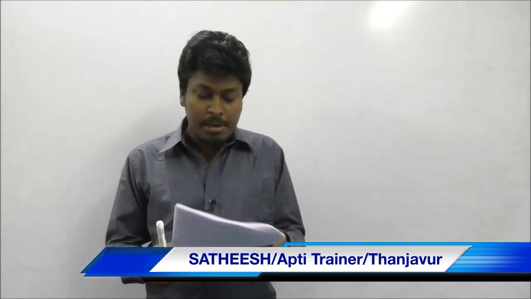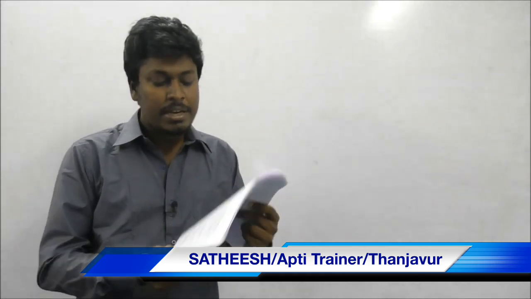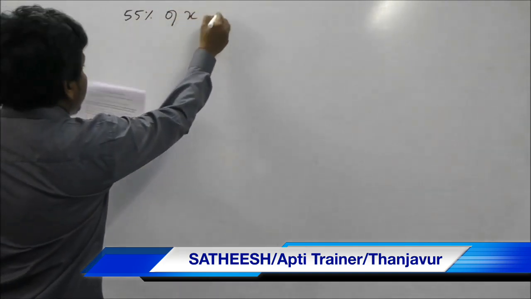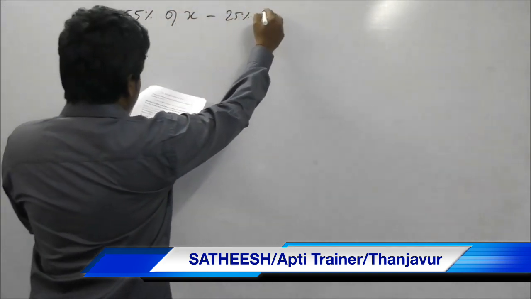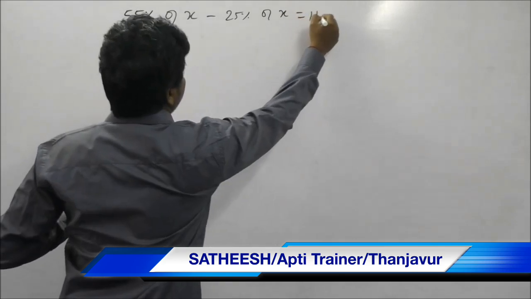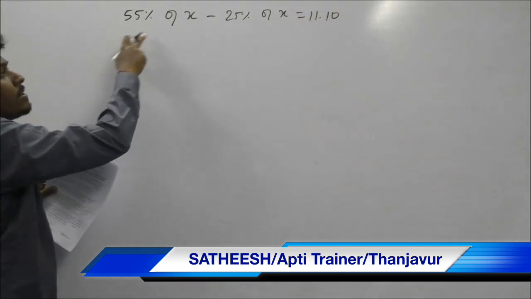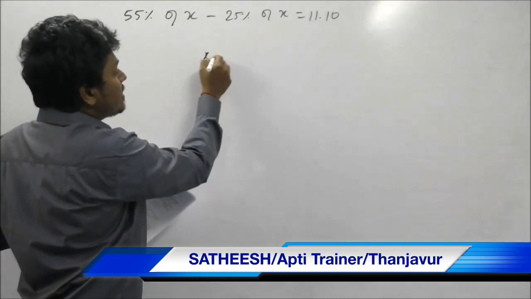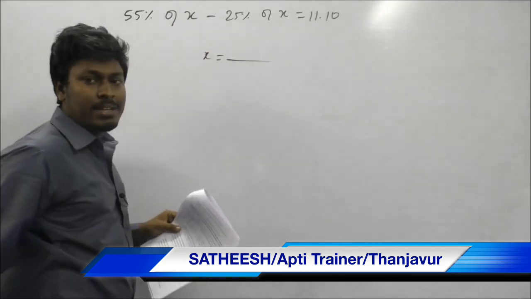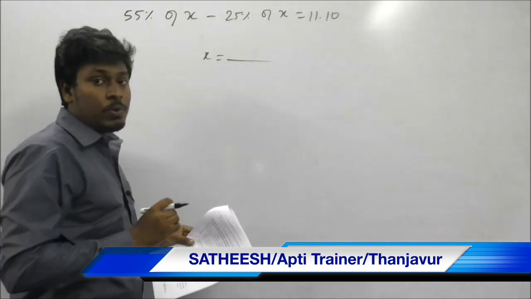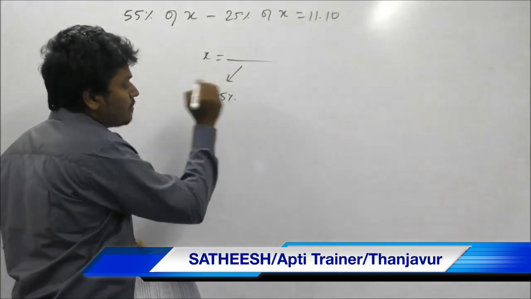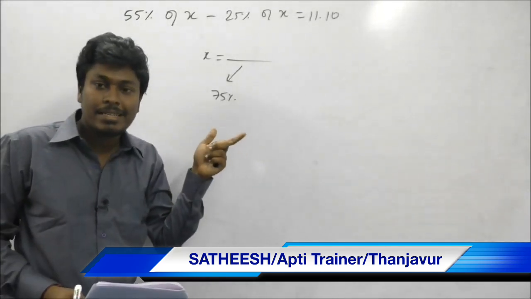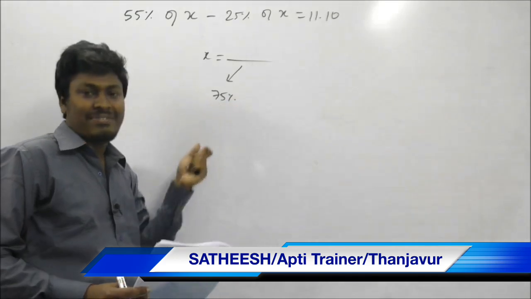Another is the normal procedure: 55% of a number and 25% of the same number. Most people will write 55% of x minus 25% of the same number, x, is equal to 11.10. They use 55 by 100 into x, minus 25 by 100 into x, equal to 11.10, and finally get some value of x. After getting it, they will find 75% of that number. If you go for this procedure, though you can calculate quickly, I think it takes nearly 35 seconds.